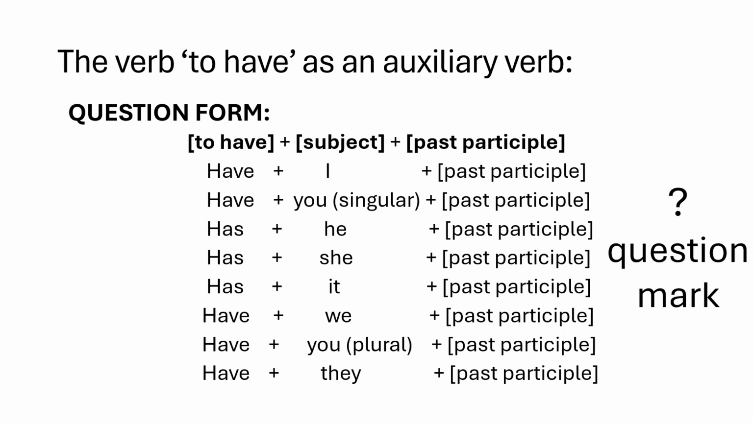The structure of a question follows this form: the verb to have conjugated in the present perfect tense plus the subject plus the past participle verb. The punctuation at the end of a question is a question mark.